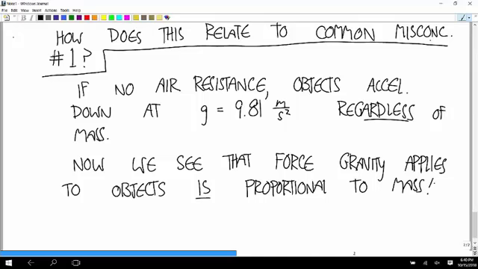Okay, so the question is, how can both of those two things be true? This is a super confusing thing. So if you go into that vacuum chamber and drop a bowling ball and a feather, and they both accelerate down at 9.81 meters per second squared. Now we calculate the force that's applied to those, and the bowling ball has a much bigger force applied to it than gravity does. So how can these two things both be happening?